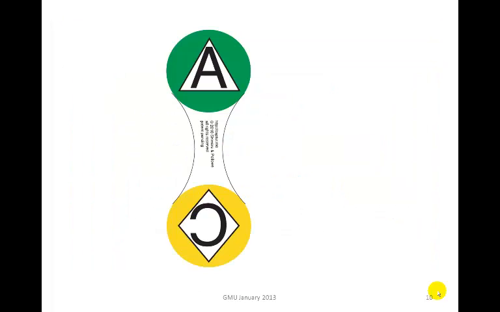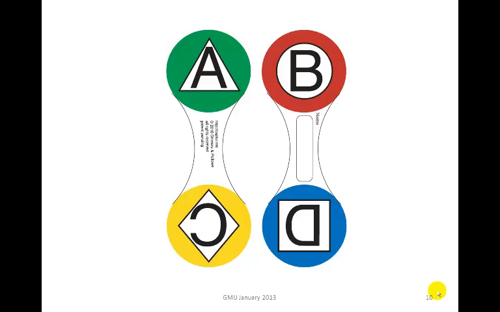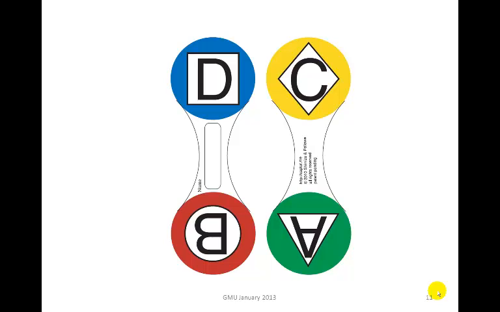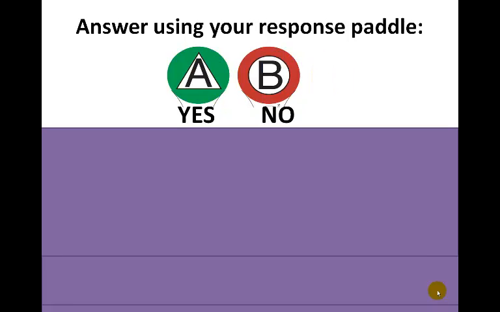Okay, you now have something that's called a paddle response. It has A and C on one side and B and D on the other. Now you can see you've got to do it upside down if you want to answer D or if you want to answer C. So that's your paddle board. That's going to help you to do some responses. Let's do some practice right now.